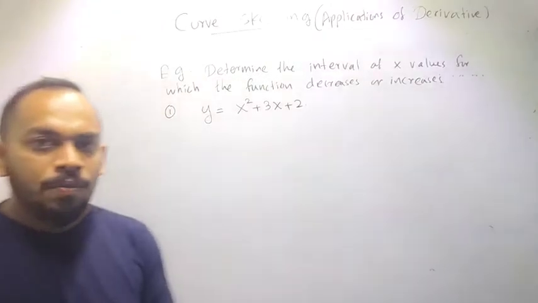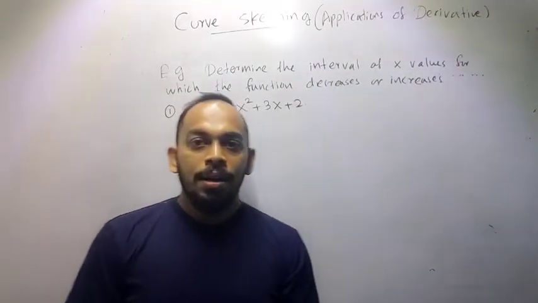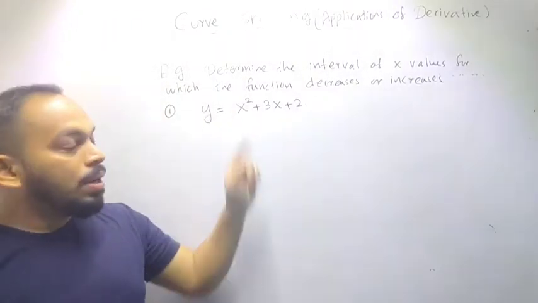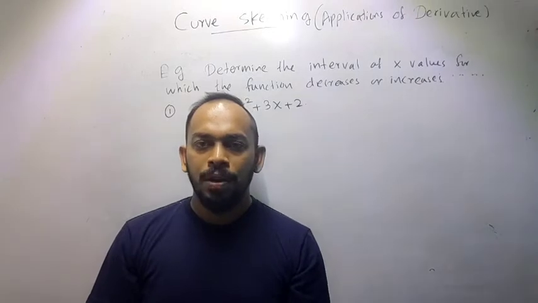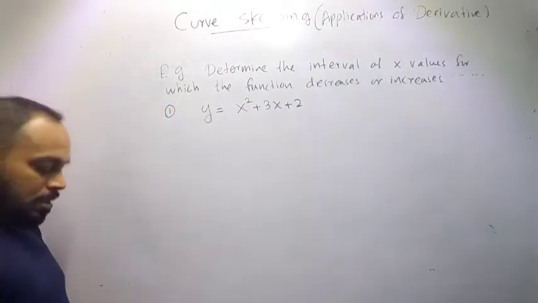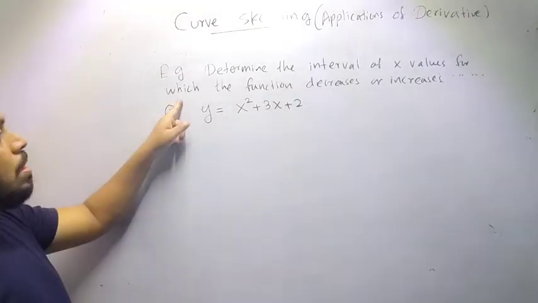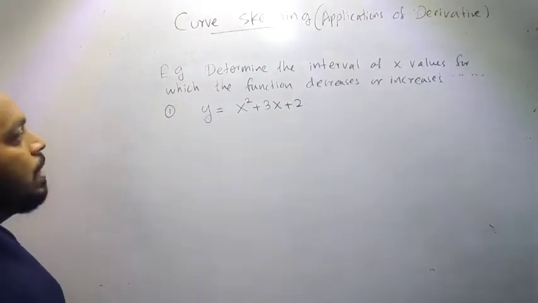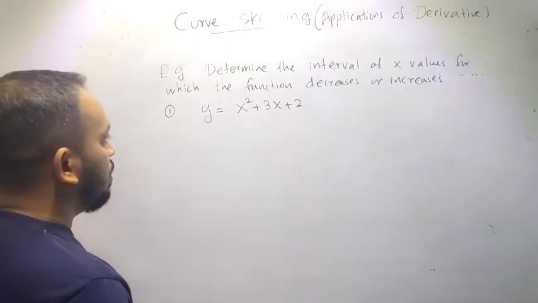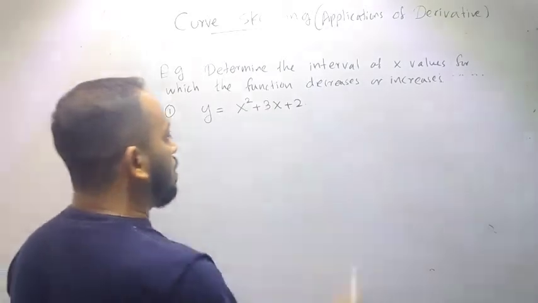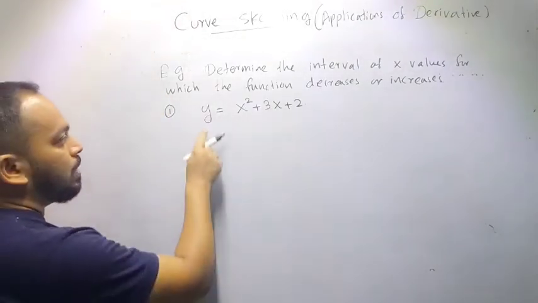Right, so we'll start with a simple example. This is a quadratic function. You can see the coefficient of x squared is +1, which means it would give you a minimum, right? So this is how you go about obtaining this result. Determine the interval of x values for which the function decreases or increases. To determine whether a function increases or decreases, we need the derivative of this function.